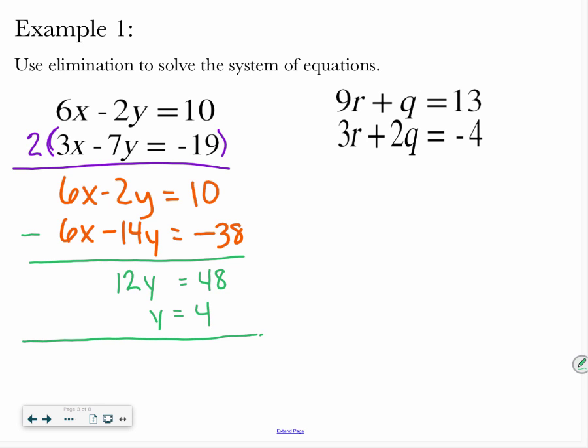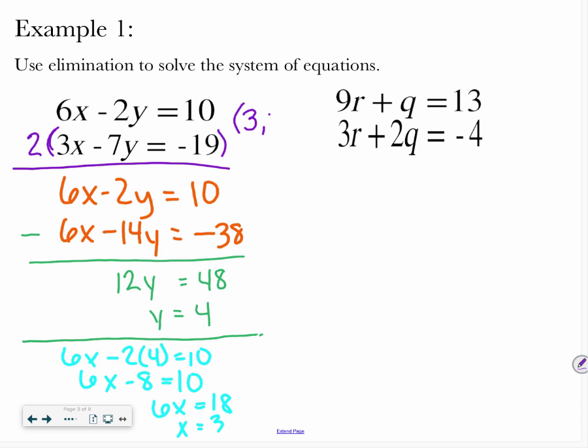Okay? So I have one number. Now I just have to take that same number and plug it into either of my starting equations. So if I do 6x minus 2 times 4 equals 10, I have 6x minus 8 equals 10, or 6x equals 18 if I add 8 to both sides. x equals 3. My final step is going to be writing it just as an ordered pair. So my x value is 3, my y value is 4, and I am done with that problem.